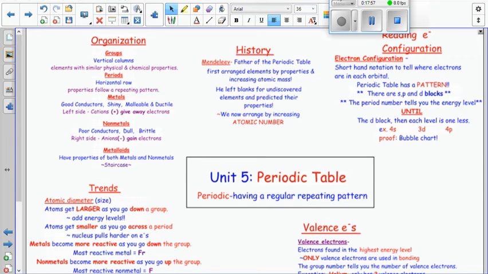The other trend is reactivity. So remember, metals get more reactive as you go down the group. Non-metals get more reactive as you go up the group. So francium, the bottom of the alkali metals, is the most reactive metal. Fluorine, the top of the halogens, which is a non-metal family, is the most reactive. And again, the noble gases, in terms of reactivity, what are they? They don't react. They're inert. There you go. Not bad.